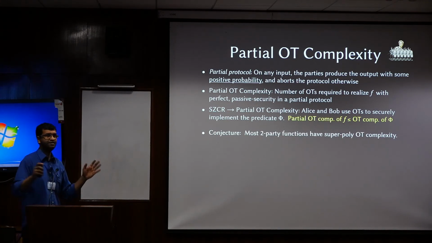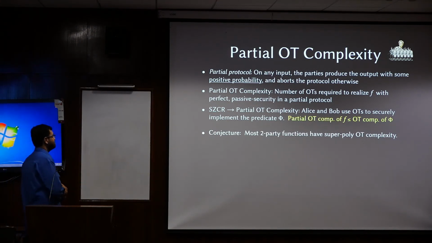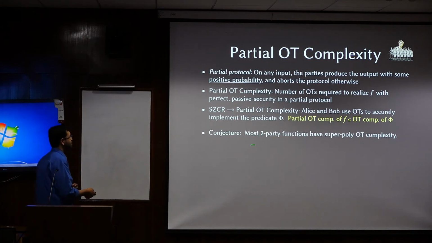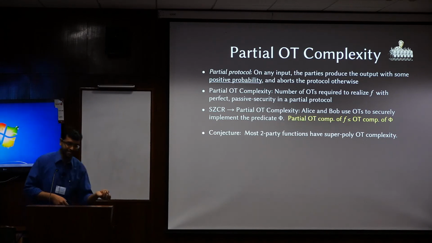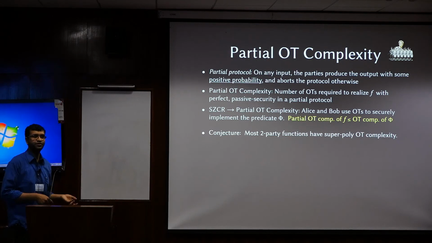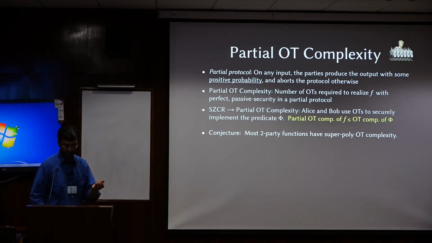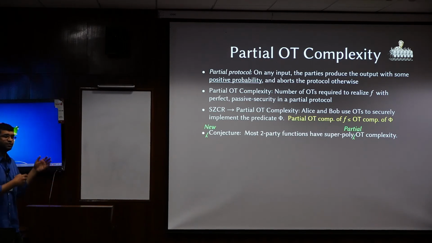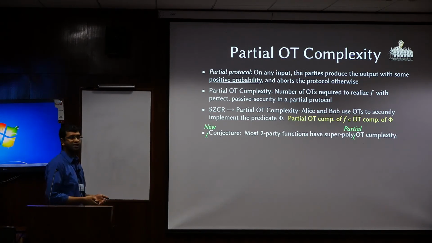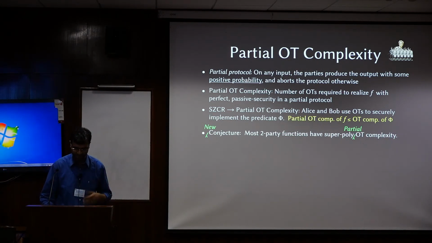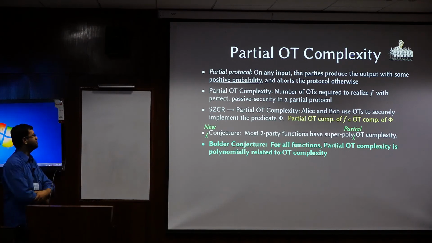Okay, so I believe a well accepted conjecture is that most two-party functions, or at least there exist two-party functions, which have superpolynomial OT complexity. We do not know how to prove this. The lower bounds are linear currently, but I would like to propose the same conjecture for partial OT complexity. We don't have any intuition to say otherwise, but of course, who knows?